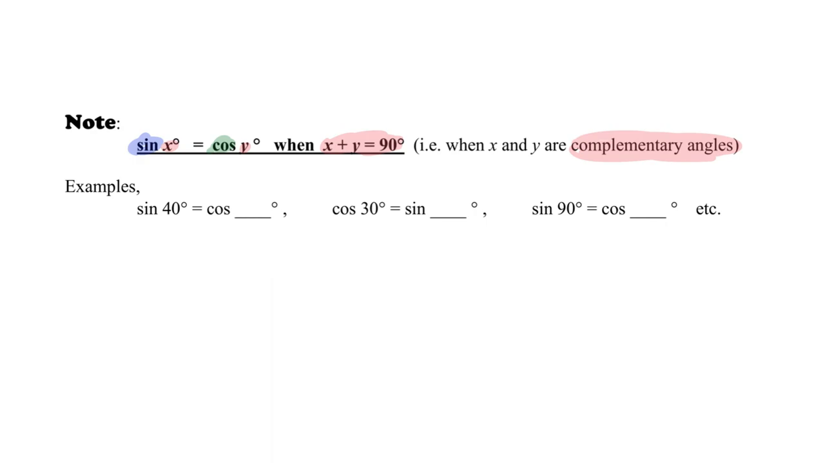Meaning that sine 40 and cosine 50 are the same, because 40 and 50 add up to 90 degrees. Cosine 30 and sine 60 degrees are the same ratio, the same fraction or same decimal, as 30 and 60 are complementary angles. They add up to 90 degrees. Sine 90 and cosine 0 degrees are the same because again they add up to 90 degrees.